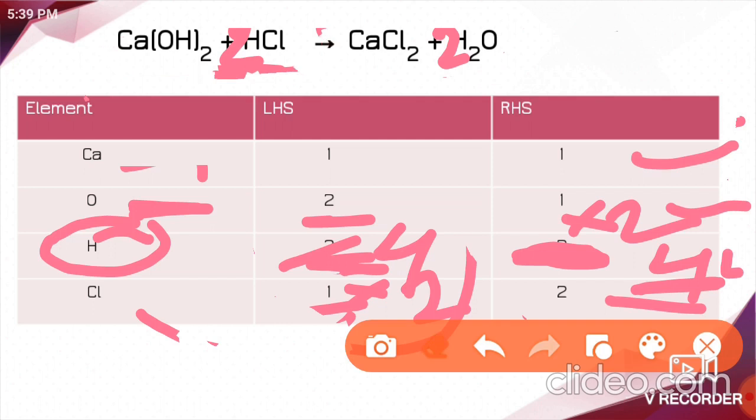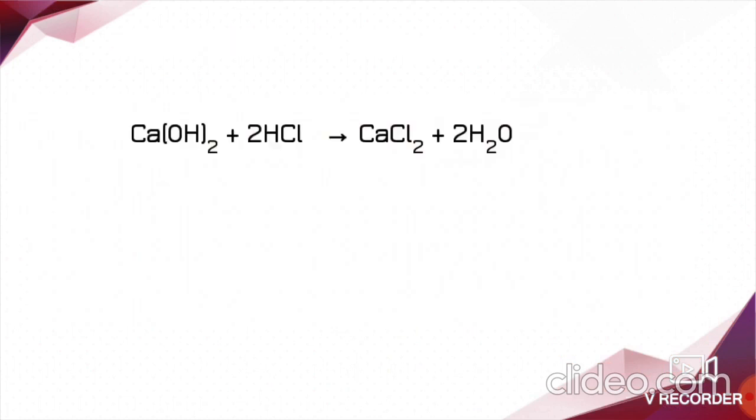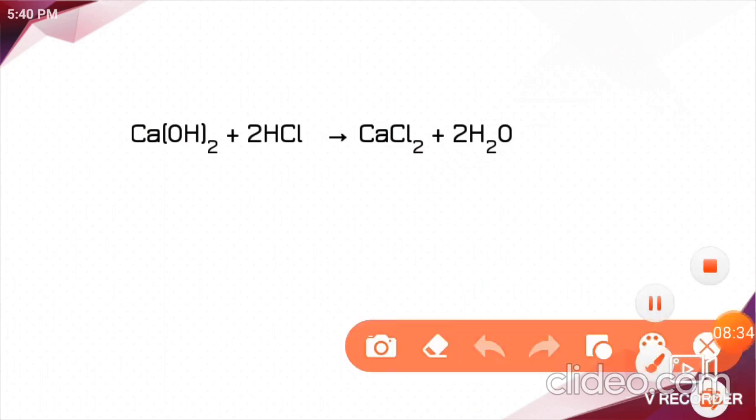In the equation, what exactly changed here? Look here. I wrote 2 with the formula of water and I wrote 2 with the formula of HCl. Got it? Understood how to balance it? Finally, you have the equation: calcium hydroxide plus 2 HCl, that is hydrochloric acid, gives rise to calcium chloride plus 2 H2O. Got it? This is the balanced chemical equation of this reaction.